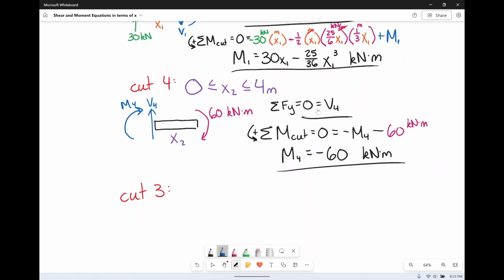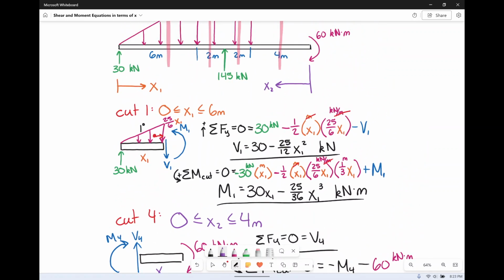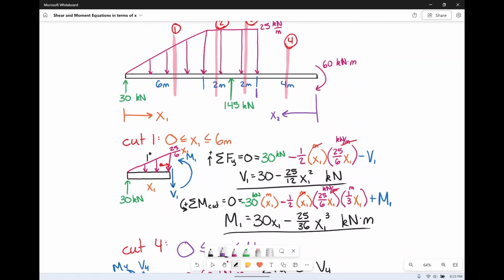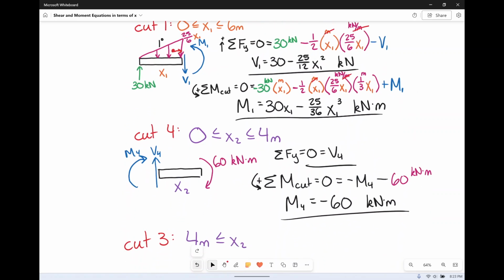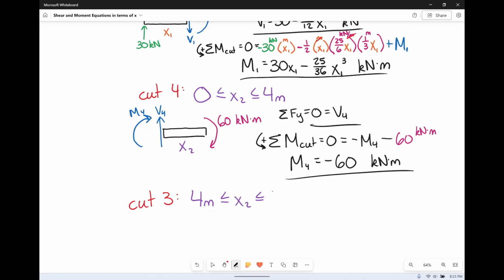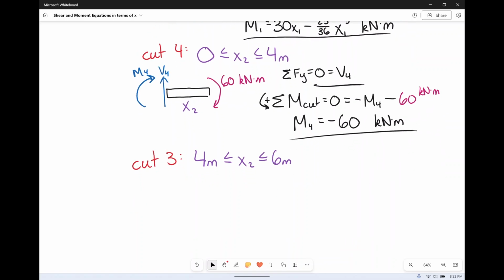Cut 3 again, where does he go? We pick up from 4 meters, right? Because we just wrote it in terms of 0 to 4, right above. That was cut 4. So cut number 3 is starting at 4 meters and finishing at 4 plus 2, which is 6 meters. So this one's going to go from 4 to x2 to 6 meters. Again, definitely good to watch for that.